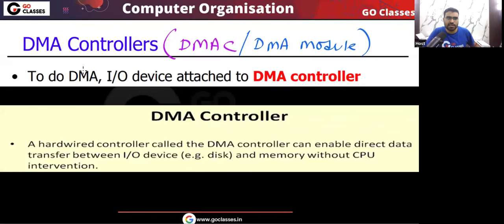So you can easily see here, to do direct memory access, the IO device is attached to the DMA controller. So what is this DMA controller? This is hardware. Remember, this is a controller. Using this DMA controller, you can do direct data transfer between the IO device and main memory without CPU intervention. So this is the point.